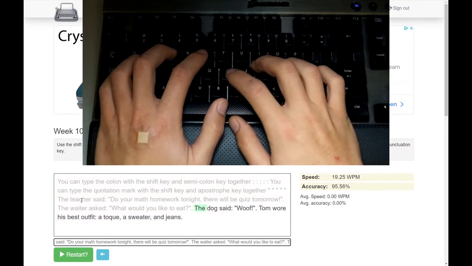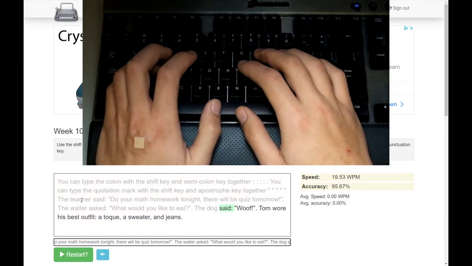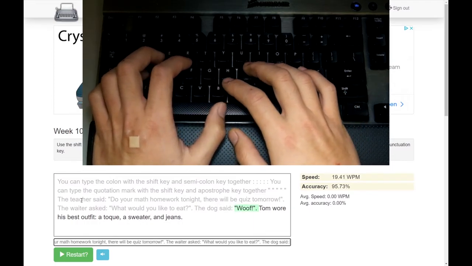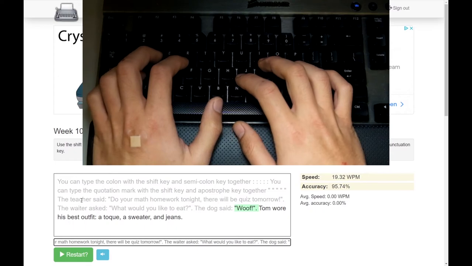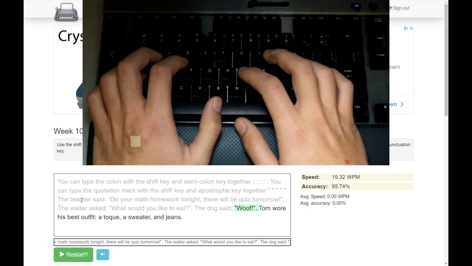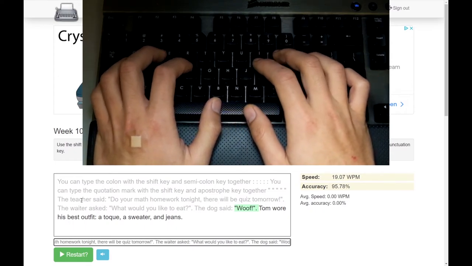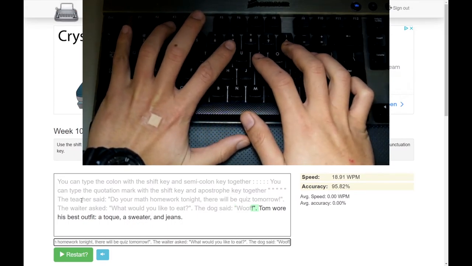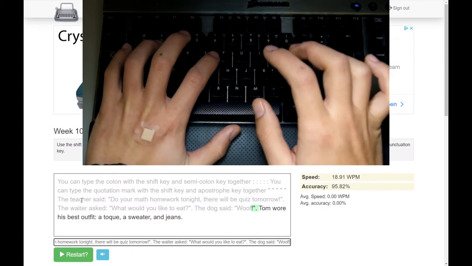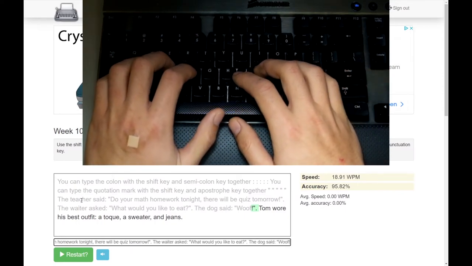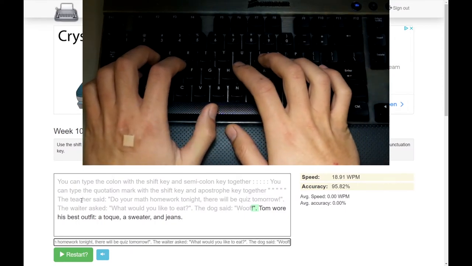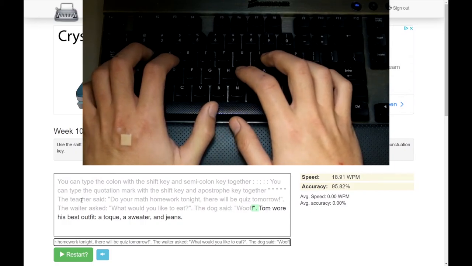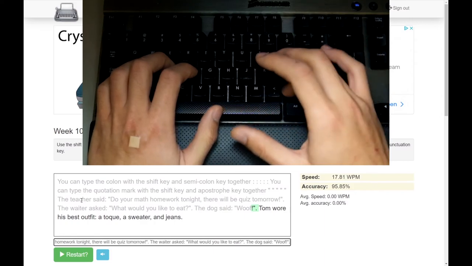And one more. So, THEDOGSAID, colon with the semicolon key and shift, space, semi quotation mark with the apostrophe and shift, WOOF, exclamation with the pinky and shift, pinky with the left hand and shift with the right pinky. And then we end the quotation with the quotation mark and shift with the left hand, and period.